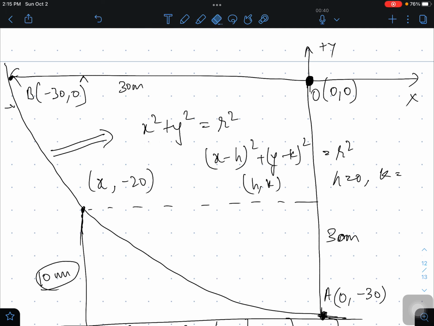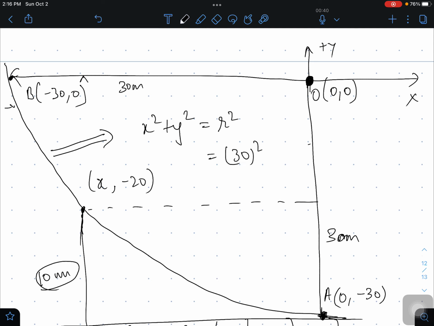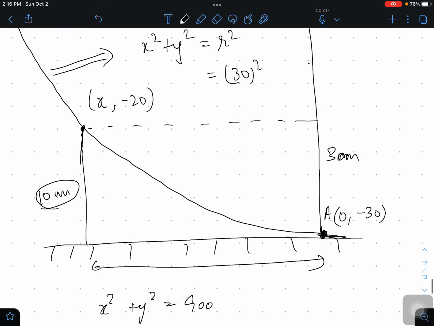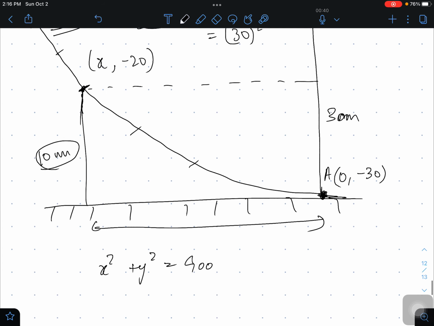So now I will erase this just to avoid causing confusion. Now this radius we know, yes, the radius is 30. So now the equation of this circle will become x squared plus y squared equals 900. Now any point on this circle shall satisfy this equation, that is what we know. So this point is also on the circle, it shall satisfy it, so we can evaluate the value of x1.